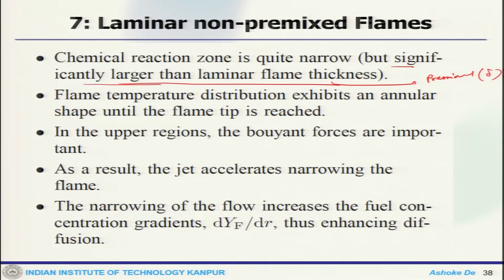Now, flame temperature distribution also exhibits an annular shape until the tip is reached, and on the upper side of that, the buoyant forces are quite important. So, what it does, the jet accelerates, narrowing the flame, and narrowing the flow increases the fuel concentration gradient. So, that in turn enhances the diffusion, radial diffusion.